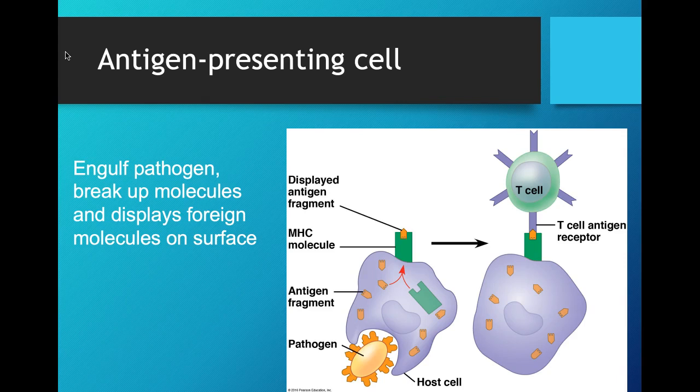and the cell-mediated. So just to quickly say it, antigen-presenting cells engulf the pathogen, break up the molecules, and display the foreign molecules on the surface, which you can see in the diagram. It's being presented on the outside by this MHC molecule, and that's just the name of the molecule; you don't need to know anything else about it other than it holds that antigen fragment from the pathogen. It presents it to the helper T cell, and the antigen receptor of the T cell binds to that antigen, and that activates that helper T cell.